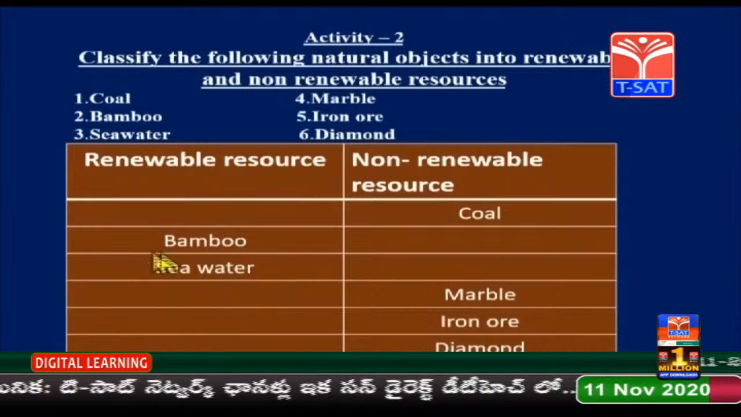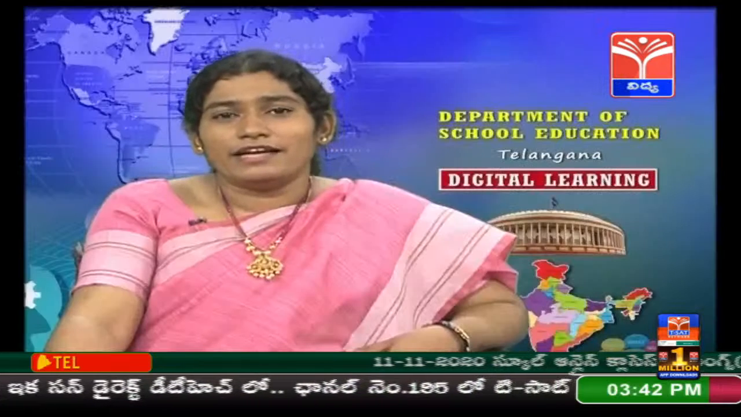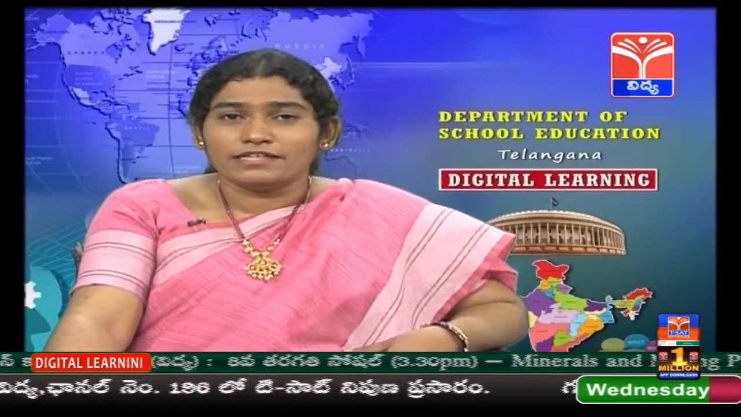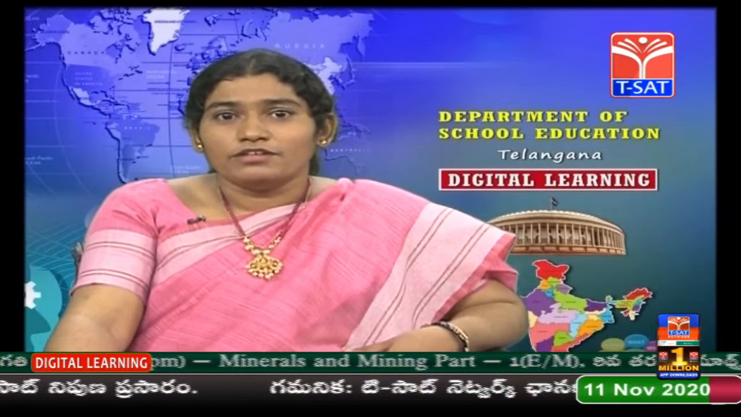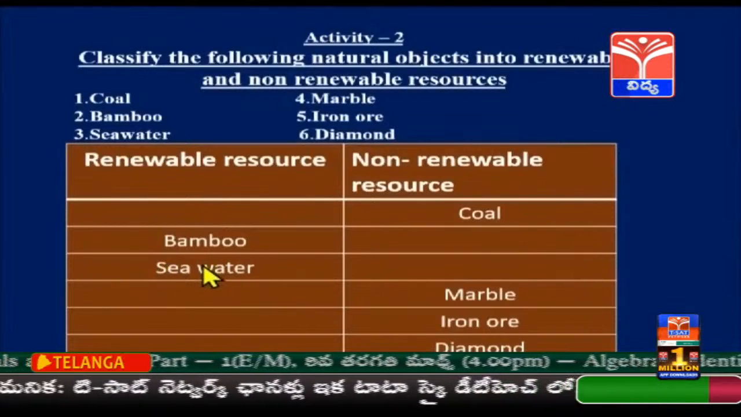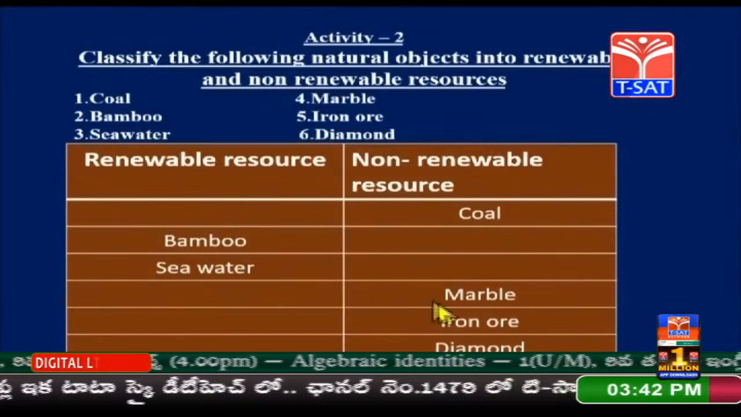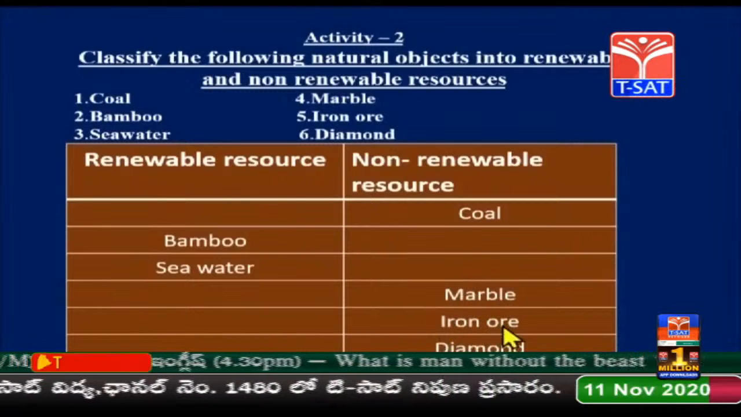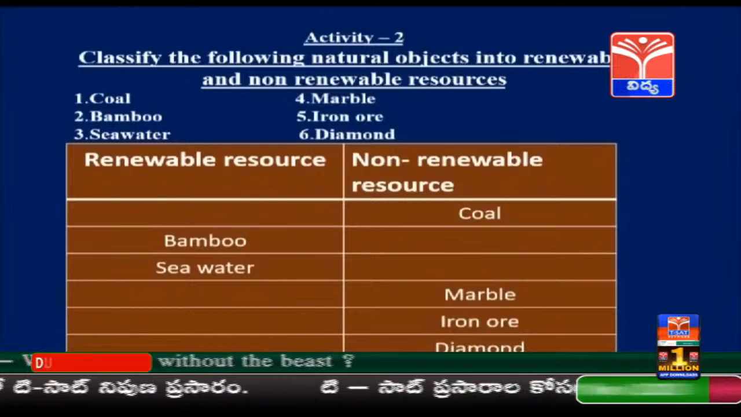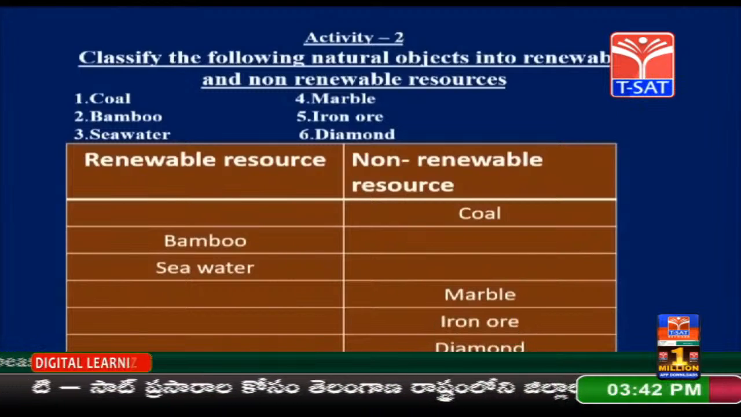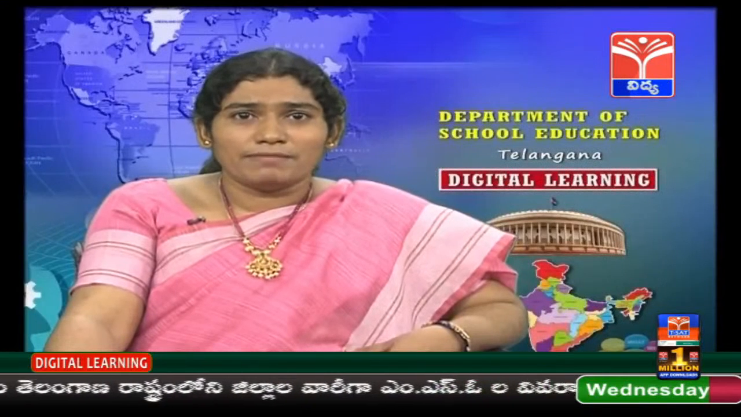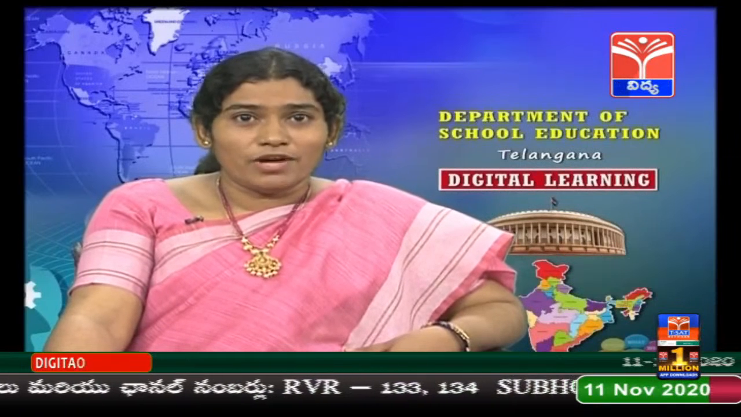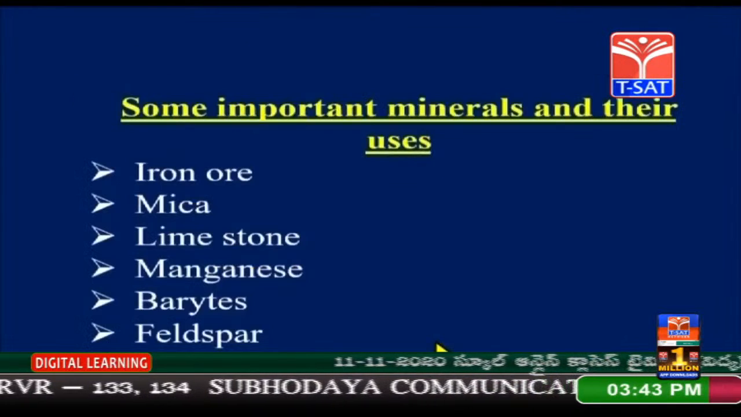Do you remember the water cycle, children? Yes. Water gets evaporated, gets condensed, precipitation takes place and again it returns in the form of rain. So, seawater is definitely a renewable resource. Marble is non-renewable, you cannot get back the marble again. Iron ore is also non-renewable, and if you take the diamonds out of the diamond mines, you cannot get the diamonds back, is it not, children? Yes. So, this also comes under non-renewable resources. Shall we go to the next?